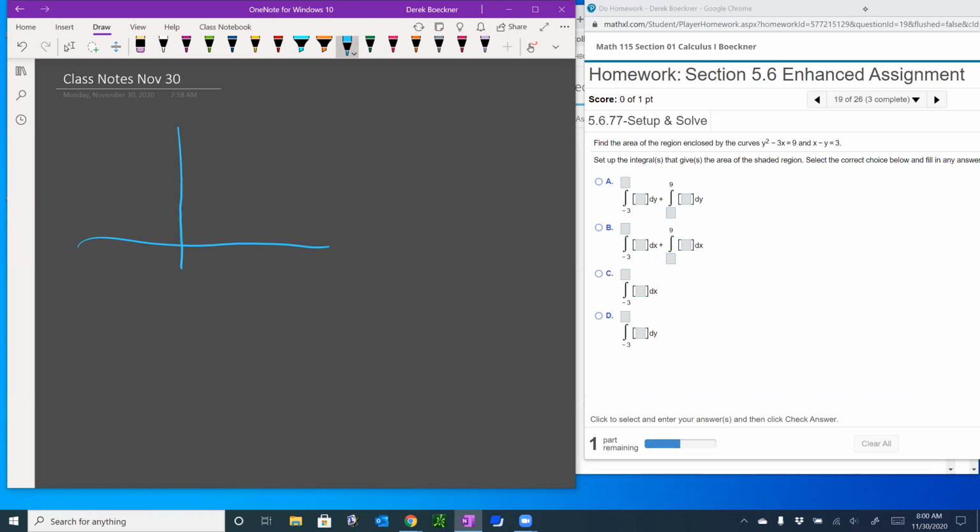I've got y squared minus 3x equals 9, so that's going to be a horizontal parabola. We're doing everything in terms of y, so I'm just going to make this my y-axis and this my x-axis. So it turns out that it's actually a vertical parabola, but we're just going to think of y as the input variable and x as the output variable. So that's y squared minus 9 equals 3x, and so y squared minus 9 over 3 equals x. So that's going to look something like this.